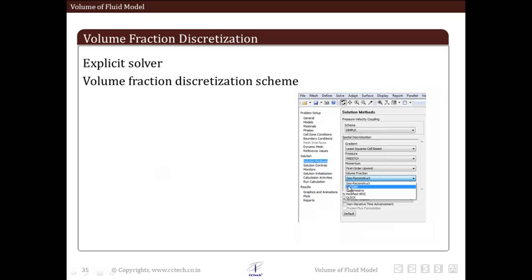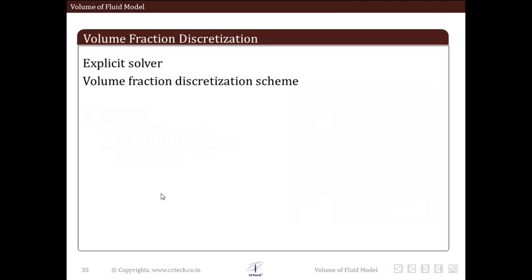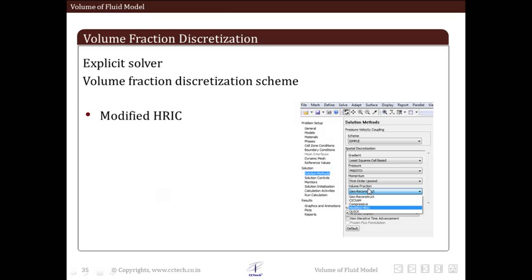Other scheme that we can use is CICSAM scheme. This is generally used for large mesh. The scheme is also very effective when we are using parallel solver. The next scheme is modified HRIC scheme, which can also be selected under the volume fraction discretization options. This is usually an alternative scheme and is used when neither of the above schemes works.